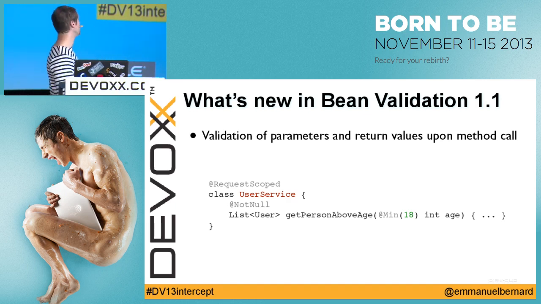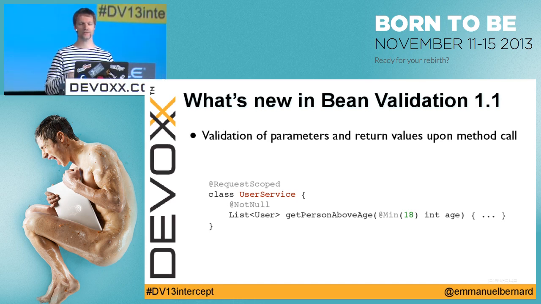This is an example where we have a CDI bean. It's using the request scope. And what I've declared here, it's probably obvious to all of us in the room, is the parameter age should be at least above 18, right? 18 or above, right? And the return value, the list of users, it could be empty, but it cannot be null according to this description.